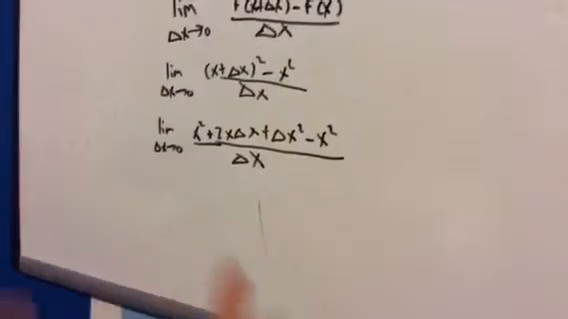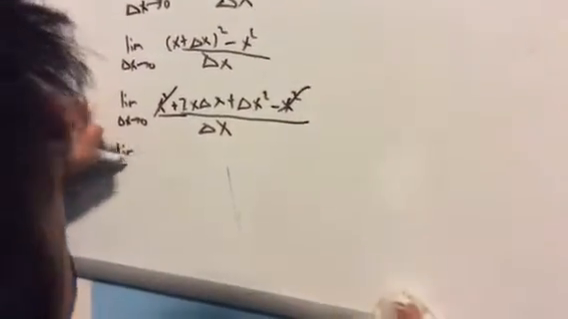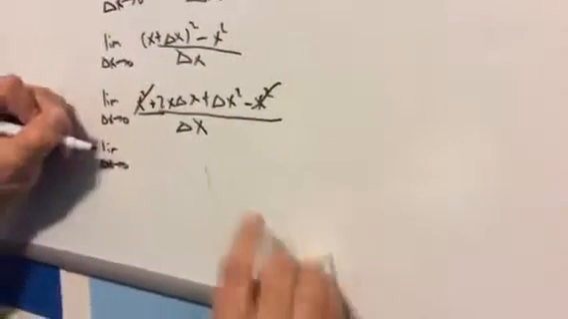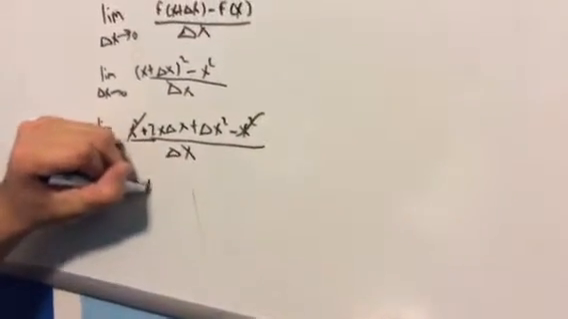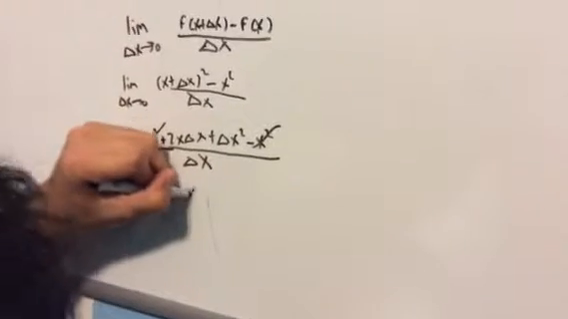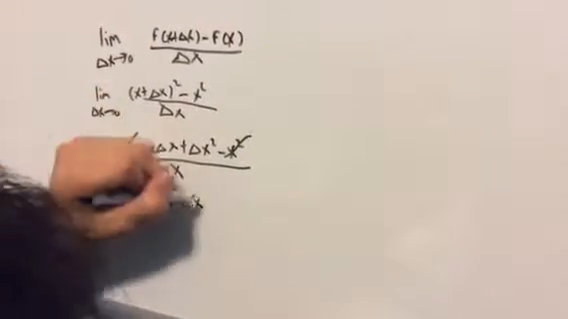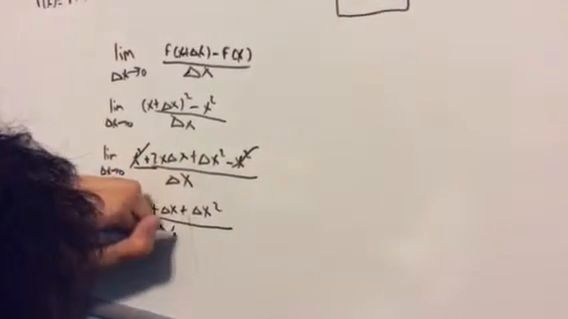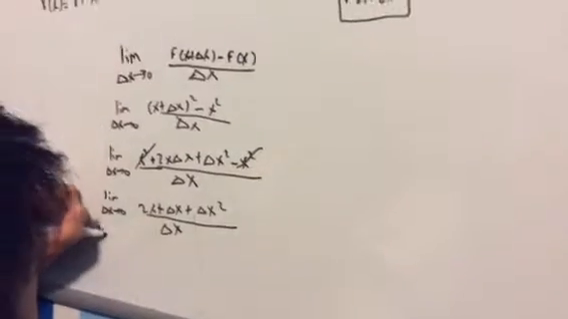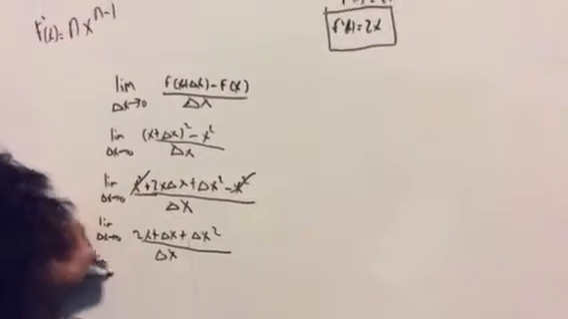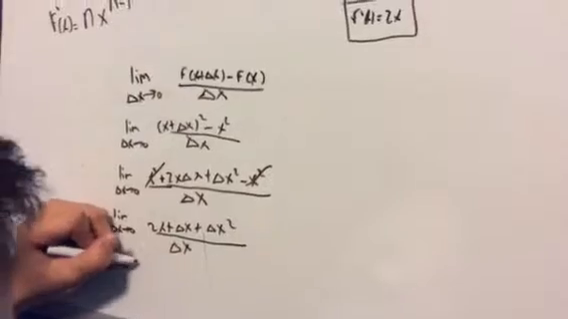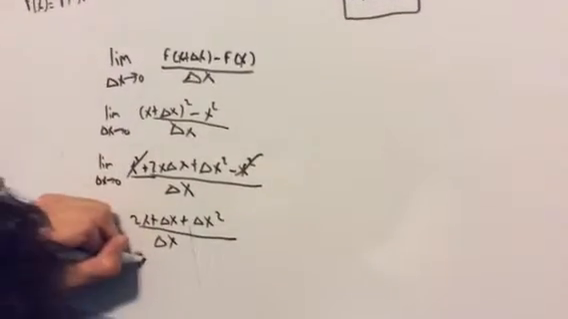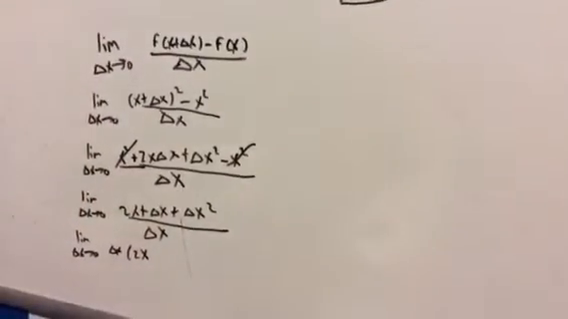So we see here that the two x squares will cancel out, right? So we're left with the limit as the change of x approaches 0 of 2x change of x plus the change of x squared all over the change of x. So now we're going to factor this equation. The limit as the change of x approaches 0 is going to be the change of x times 2x.